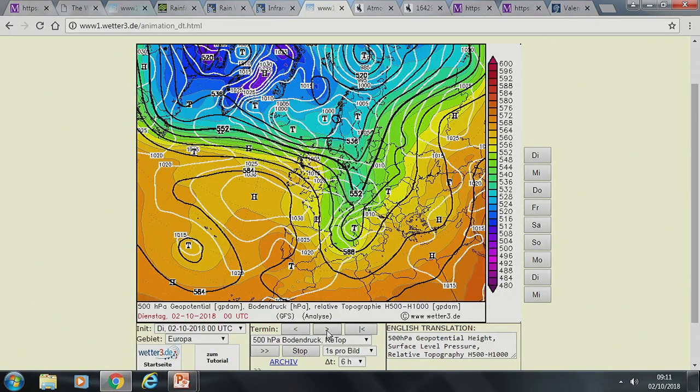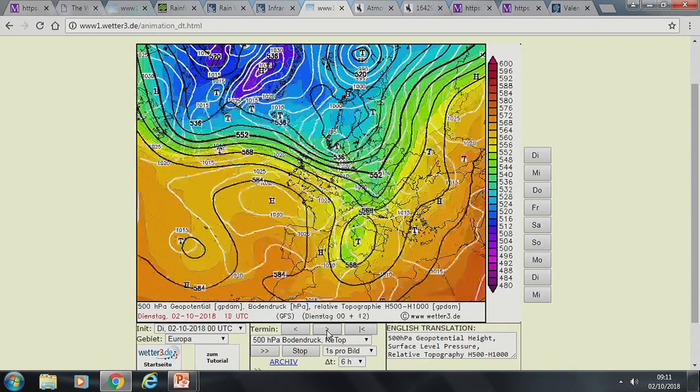So if I run it forward, there you can see it. And that's called a cut-off low, actually, this feature here. And it tends to have a bit of a life of its own and hang around for quite a while. So they'll have that feature there for a long time. Generally speaking, the main jet stream, so this is the main jet stream, follows this path like this.